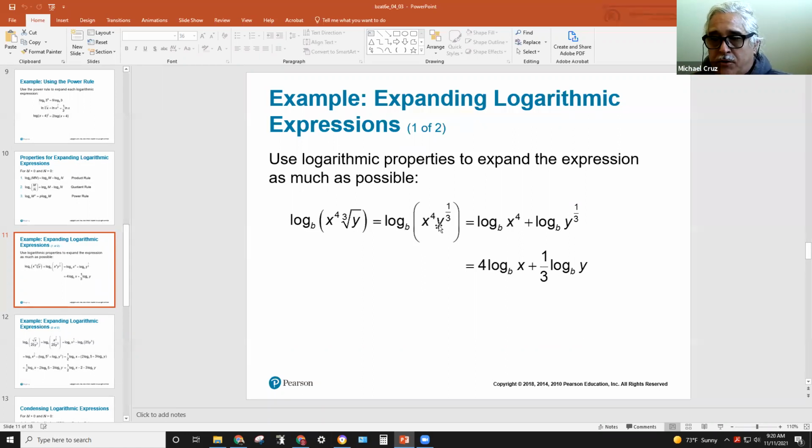It's going to be longer, essentially. That's why they call it expansion. All right, so there's two things in here. First of all, they're applying the product rule. In other words, these two things are multiplying there, the x to the fourth and the y to the 1/3. So that's the log base b of x to the fourth plus the log base b of y to the 1/3. And then we can take the 4 and move it in front of the log base b of x, plus the 1/3 log base b of y.